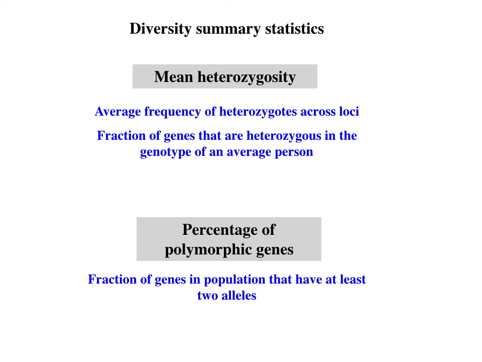So this measure that we call mean heterozygosity can be interpreted in two ways. One is the average frequency of heterozygotes across loci. The other way, the flip side, is the fraction of the genes that are heterozygous in the genotype of an average person. So the average person out there, what percentage of their genes are they on average going to be heterozygous for?